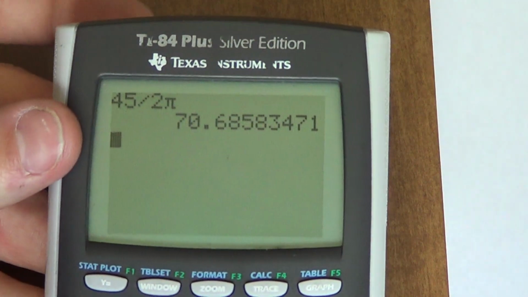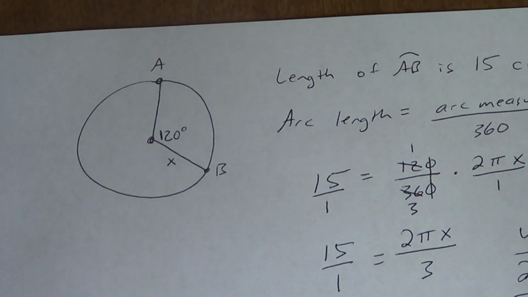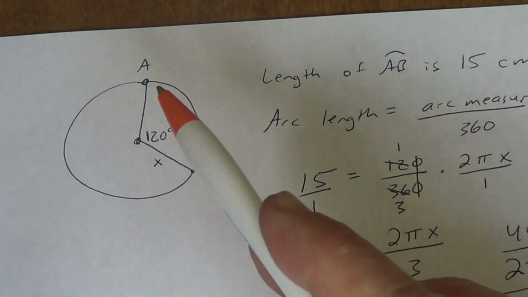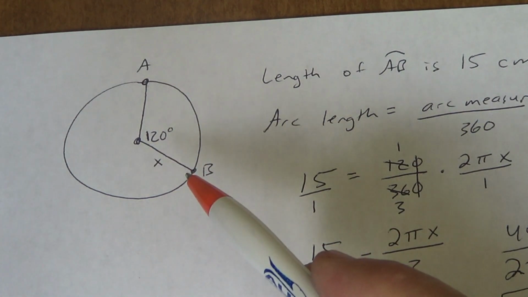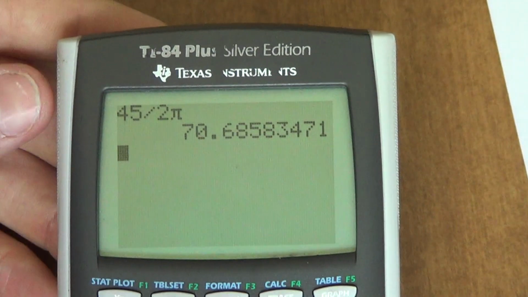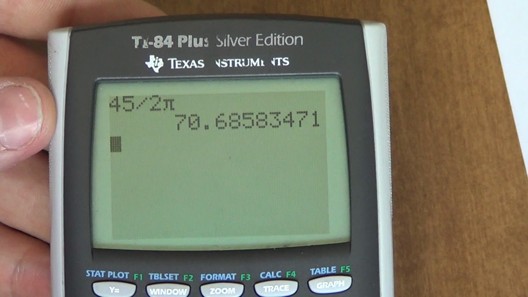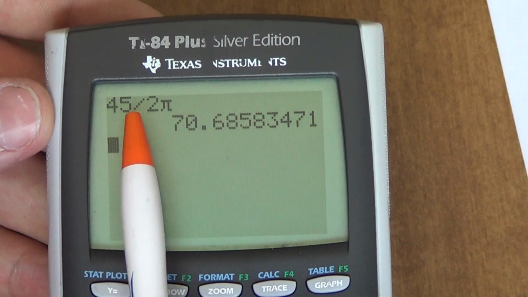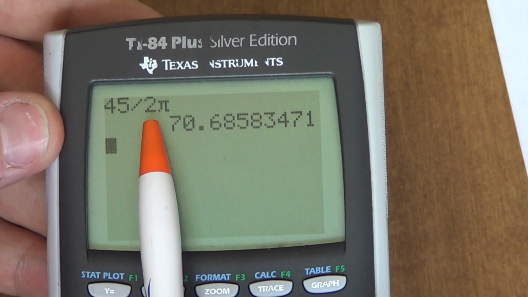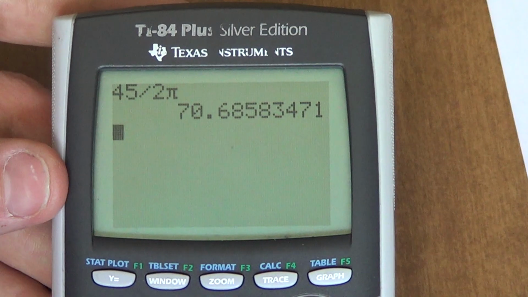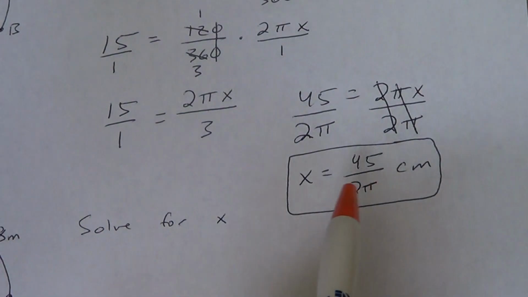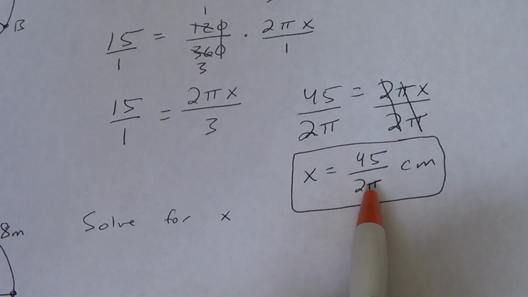Now think about that. Is there any way that this radius would be 70 and just have this distance be 15? This distance, if you actually follow that distance, is actually longer than this. So 70 doesn't make any sense at all. So what in the world's going on here? Well, what happens is your calculator follows order of operations. So it takes 45 divided by 2 and gets 22.5 and then takes 22.5 times pi because that's exactly what you told your calculator to do. But that's not what this right here means. This means I need to multiply 2 and pi first and then take 45 divided by whatever that number is, 6 point something.